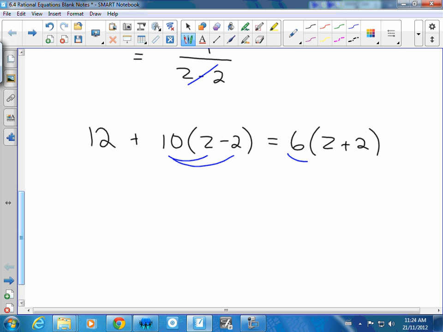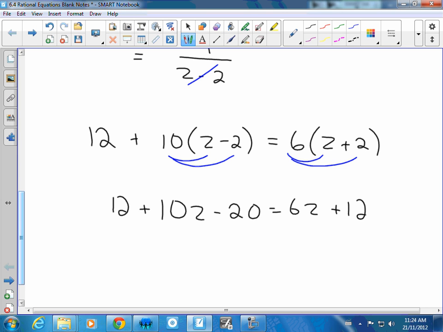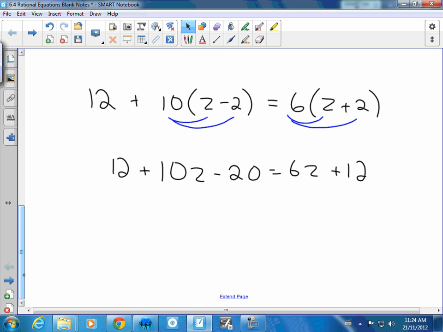We're going to do this? Yeah. So 12 plus 10z minus 20 equals 6z plus 12. Okay. Well, it's not going to be a trinomial because do you see a square anywhere? No. So I put the z's on one side and the numbers, or the constants, on the other. Okay, bring the 6z over.